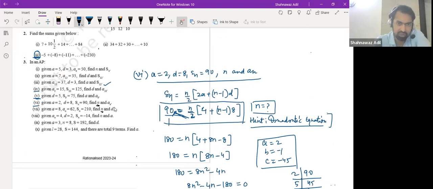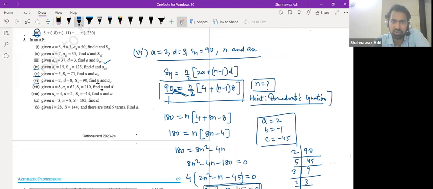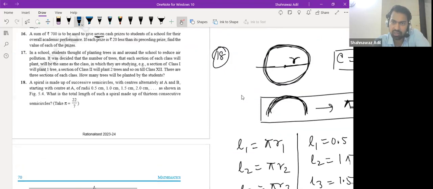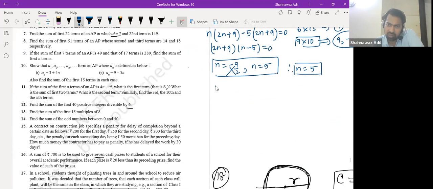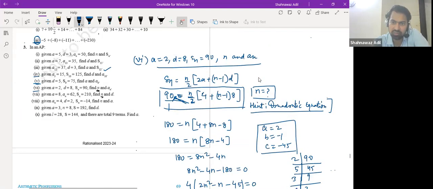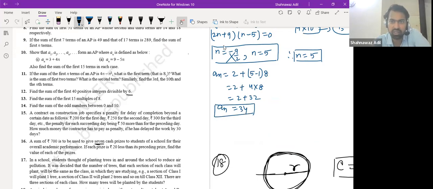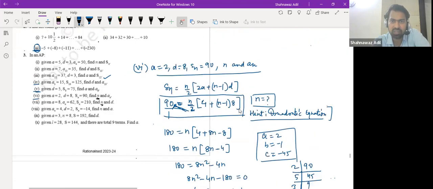And if we have calculated n, then we can also calculate a_n. So a is how much? 2, d is 8. So 2, 8, and n is 5. So a_n is 2 plus 5 minus 1 into 8, right? So this would be 2 plus 4 into 8, which is 2 plus 32, so 34. This would be the answer, right? So please note it down, and if you have any doubt in this question, please ask.